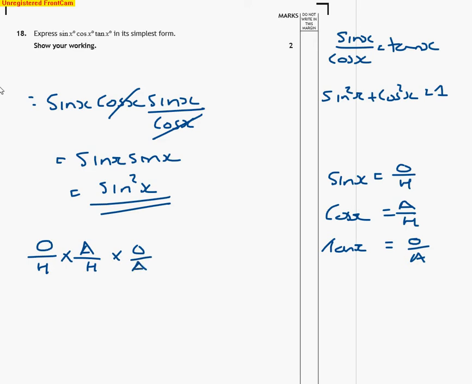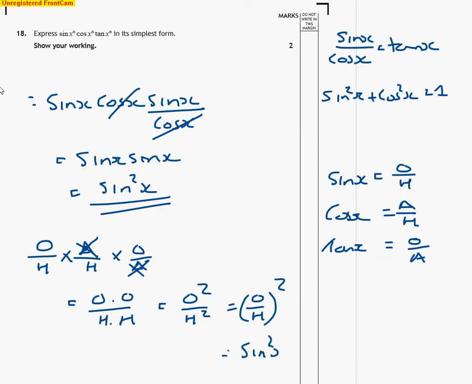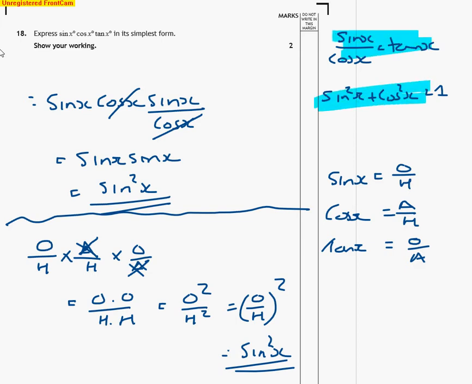Then you can start to cancel things out. There's an A here and an A there, so I'll cancel the A's out. That just leaves me O times O divided by H times H, which is the same as O squared over H squared, which is the same as opposite over H, all squared. And we know that opposite over H is sine. So that's going to give us sine squared x. So there are different ways of thinking about it. I think there's something quite nice about the simplicity of this method. But the big point is when you're doing these questions, just remember these two identities. That's the important bit.